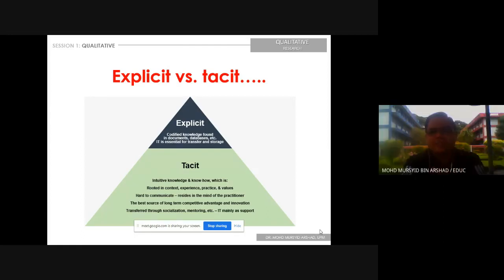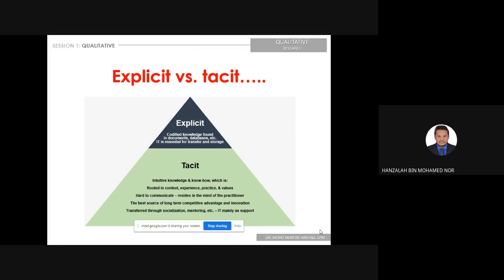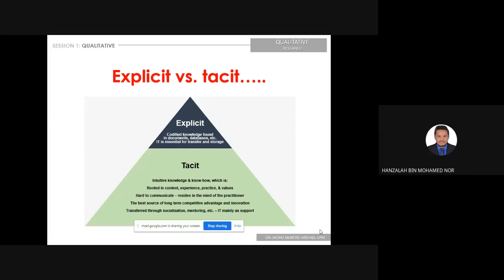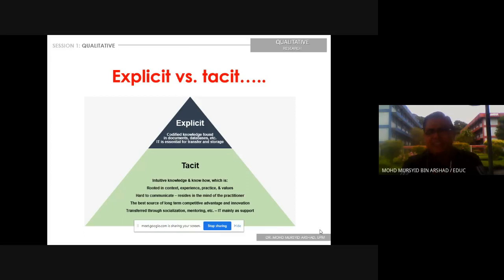For explicit knowledge, the first one, you can see on the top of the pyramid diagram. Explicit knowledge is something really easy for you to communicate, easy to transfer, easy to share with everyone. For example, I give you a book. I need you to read page 86. I give you half an hour to read it. After half an hour, I want you to explain from your understanding of your reading. Then you can explain it well. So this is called explicit knowledge.